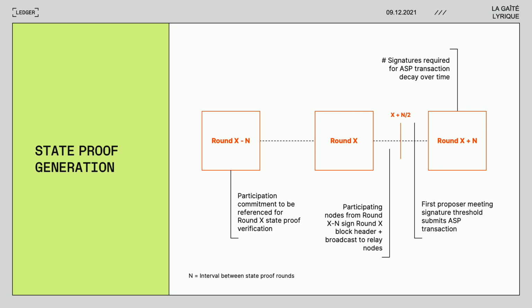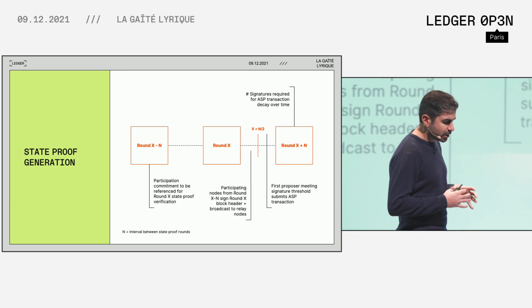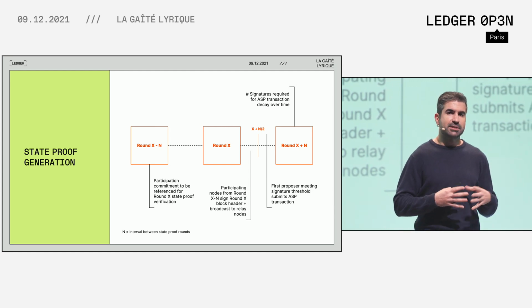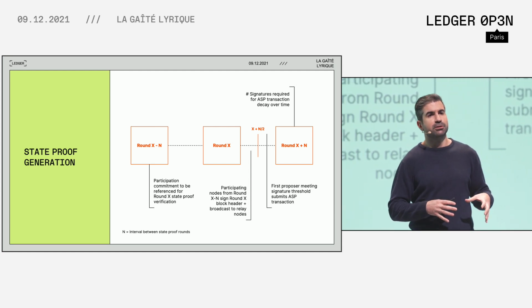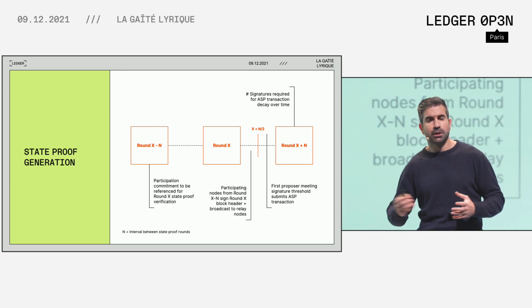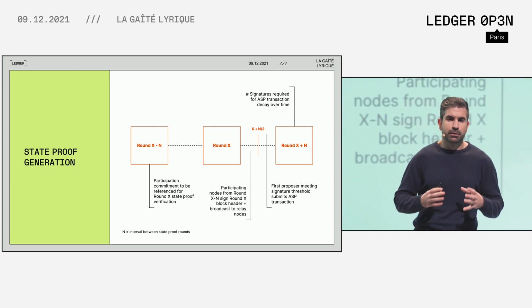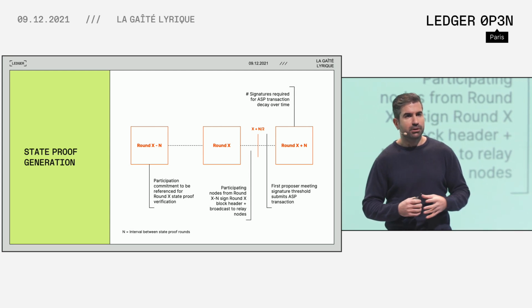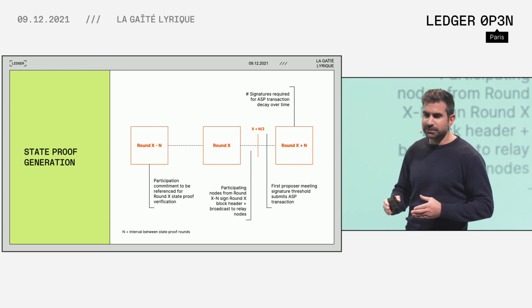The story actually begins a bit earlier, in round x minus n. N is just the interval. Think of it as a number of blocks, let's say 128, which in Algorand is about 10 minutes. At this round, the network commits to a set of participants that are going to attest to the block that's going to show up a bit later. Fast forward 128 rounds. Round x is being produced. We're all happy. And now starts the phase of attesting.